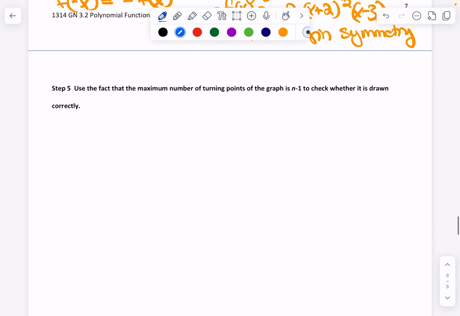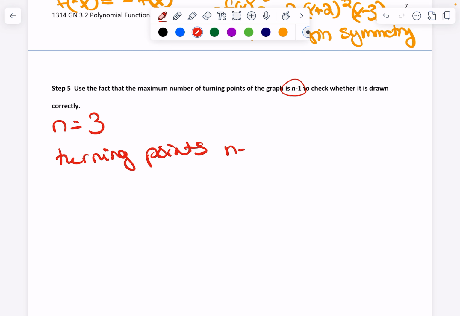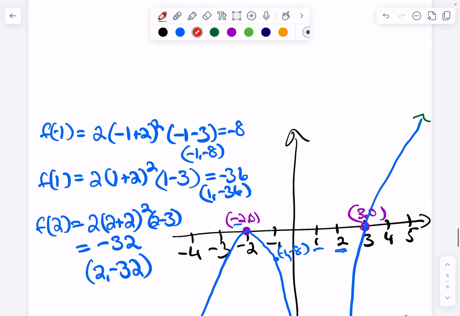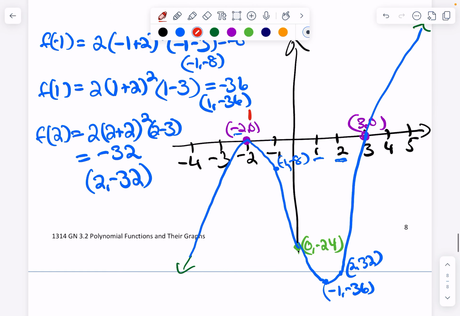Okay, now we've got one more thing to do here, which is to use the fact that the maximum number of turning points of the graph is n minus 1 to check whether it is drawn correctly. Remember in the beginning, we said that n equals 3. So our turning points are going to be n minus 1, which is 3 minus 1, and that is 2. If we look, we have one turning point here and a second turning point here. So we sketched it correctly, as accurately as we could.